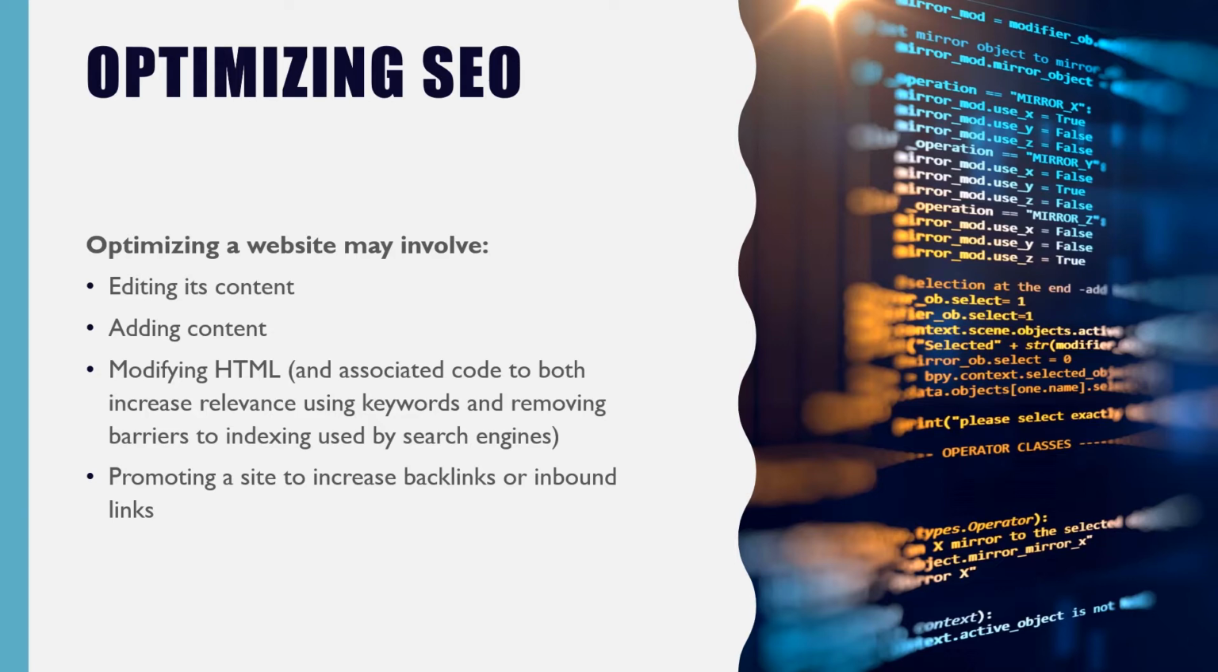So there's going to be a couple of different ways we're going to look at the code and think about how we could add perhaps meta descriptions to help with organizing information as it's coming up in search engines, promoting a site to increase backlinks or inbound links. We're also going to take a look at working with networking and how you can help promote traffic.